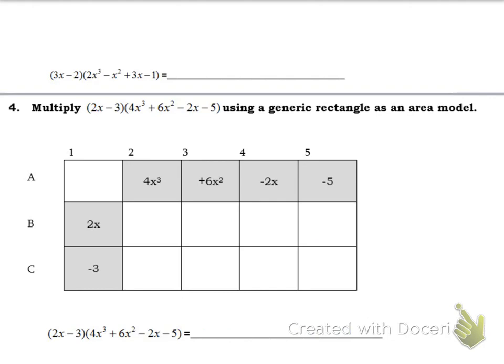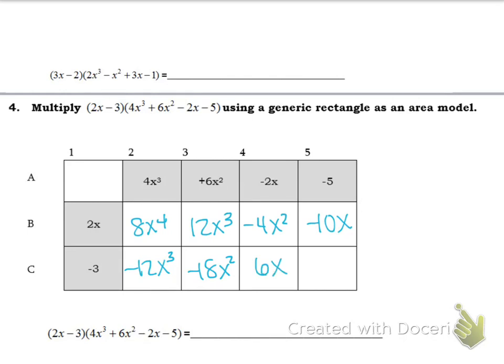Okay, so my next one here, if we're multiplying into our boxes, I would get 8x to the fourth minus 12x cubed. 6x squared times 2x is 12x cubed. 6x squared times negative 3 is negative 18x squared. Negative 2x times 2x is negative 4x squared. Negative 5 times 2x, negative 10x. Negative 2x times negative 3 is 6x. And then negative 5 times negative 3 is 15.